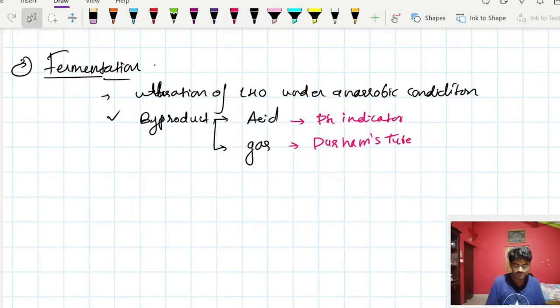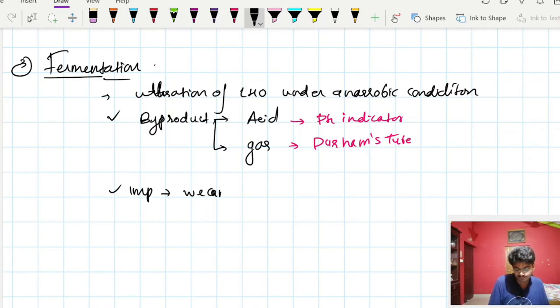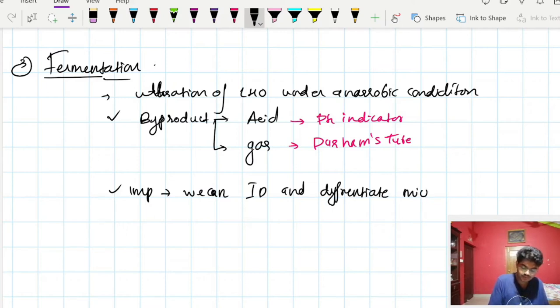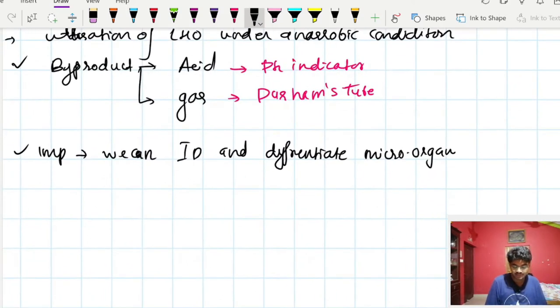So what is the importance of fermentation? The importance is that we can identify and differentiate microorganisms. Okay, so you see, we can identify and differentiate.